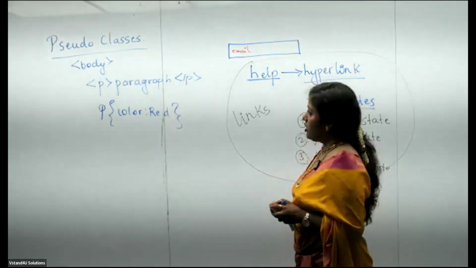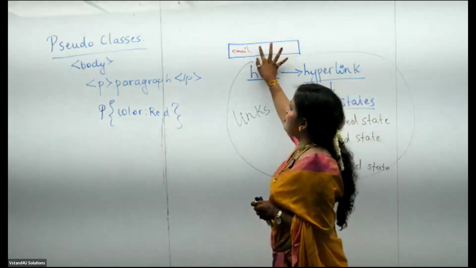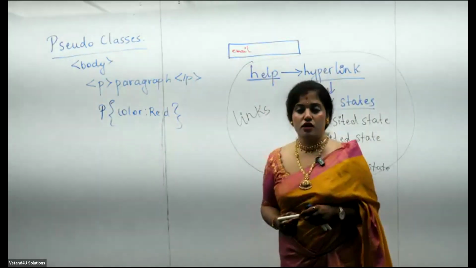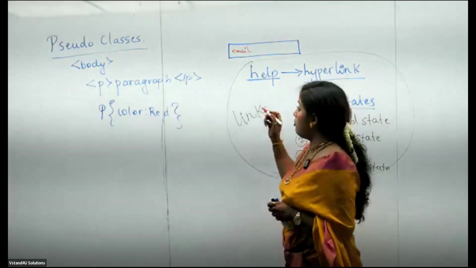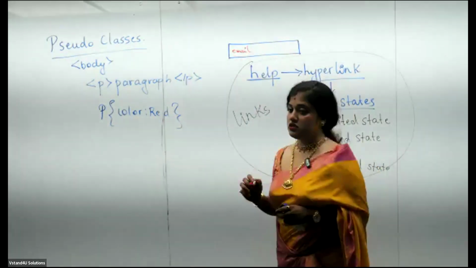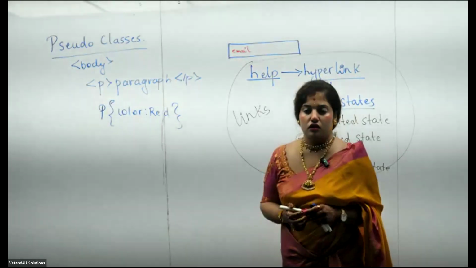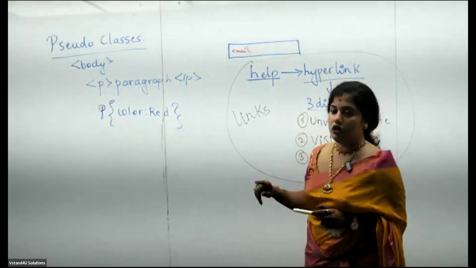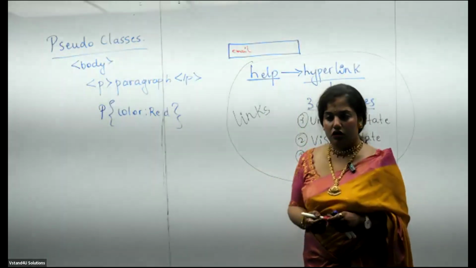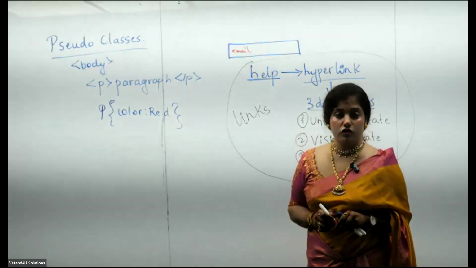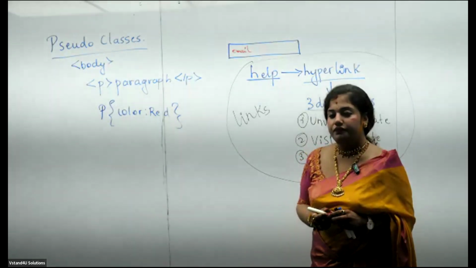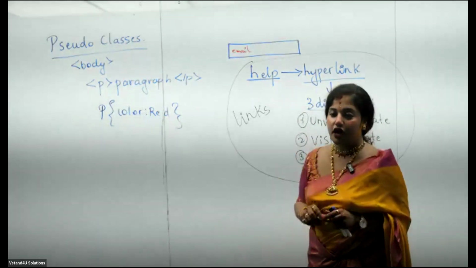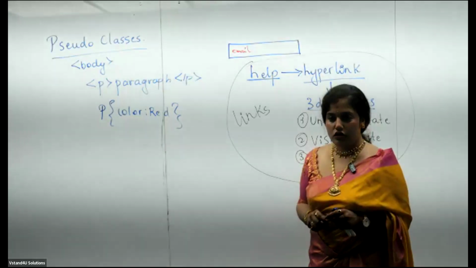So now, my requirement is, when I click on this input box, the background color of this input box should change. Can it change? How will you write the code for that? You will select input and say change background color. Yes or no?